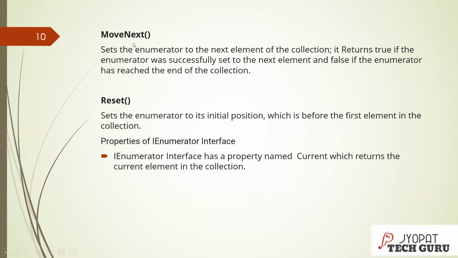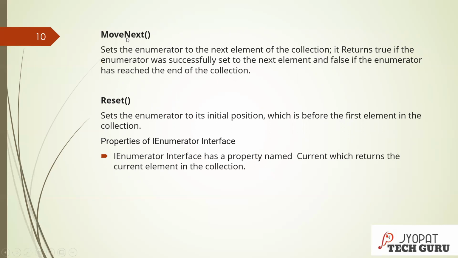So what do you mean by this MoveNext method? This sets the enumerator to the next element of the collection. It returns true if the enumerator was successfully set to the next element, and false if the enumerator has reached the end of the collection.